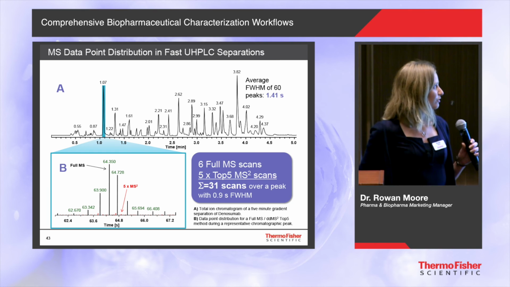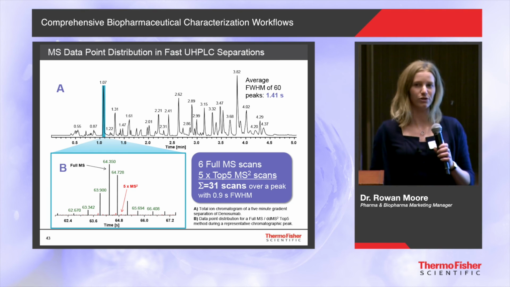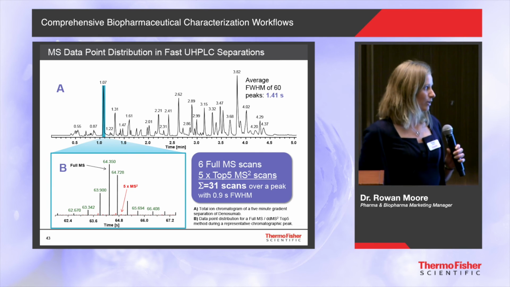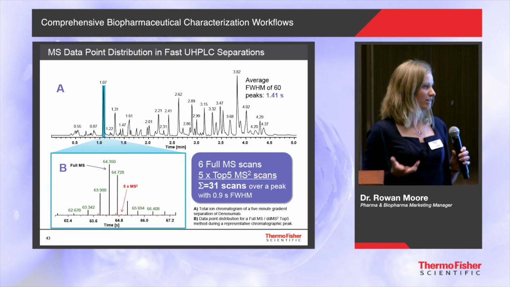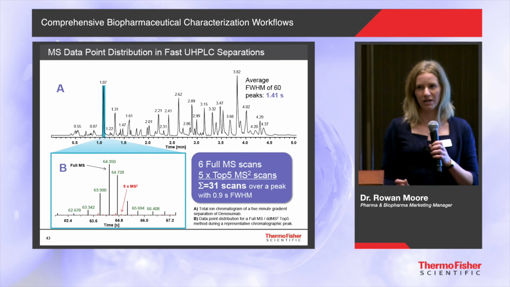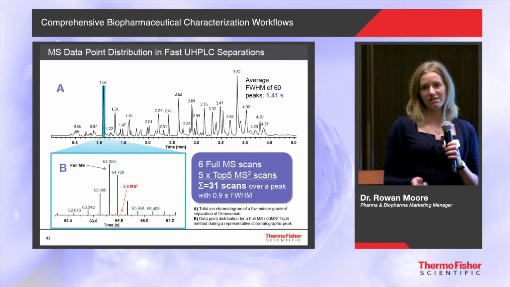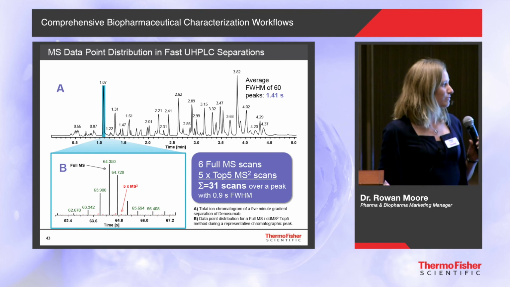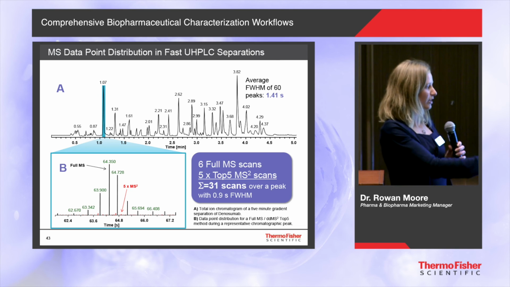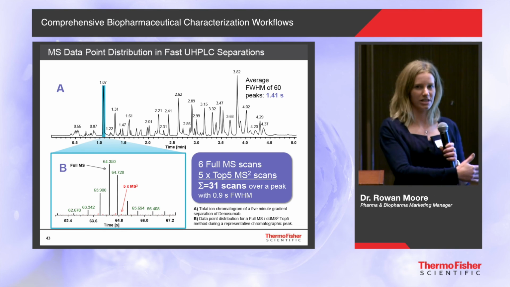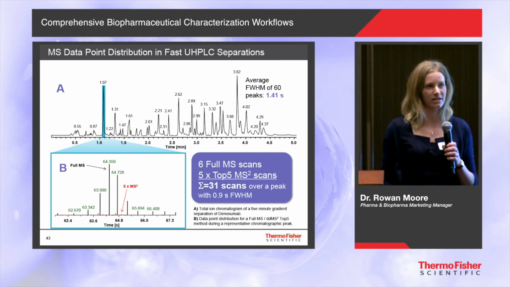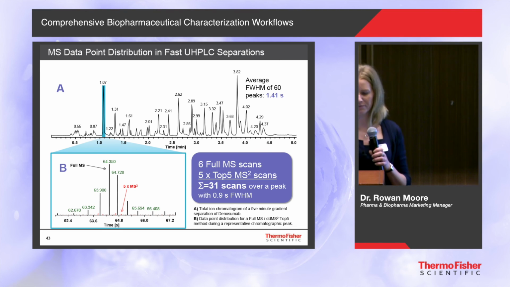So what we actually have underneath that peak is 6 full scan MS spectra at 60,000 resolution, and 5 times top 5 MS-MS spectra, which totals 31 scans across that very narrow peak. The upshot is that the Q-Exactive is able to scan more than fast enough to profile the peak quantitatively and qualitatively. And if we had co-eluting peptides, we should also be able to identify these with this scan rate.